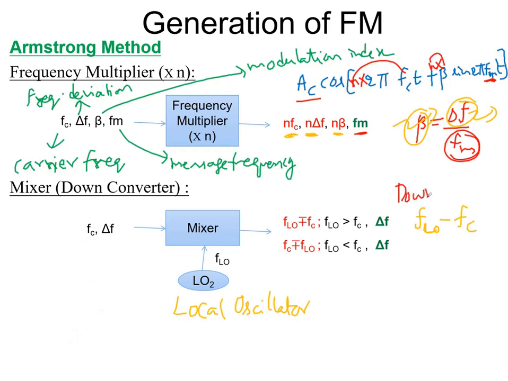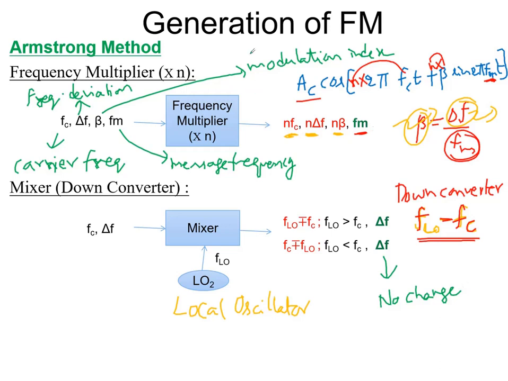What is the meaning of down converter? Most of the cases it is subtracting the local oscillator and carrier frequency, assuming that the local oscillator frequency is greater than the carrier frequency. But anyway, here also there is no change in frequency deviation, which is represented with green here. There is no change in frequency deviation. Whenever these green parameters appear, there is no change. Here also there is no change.